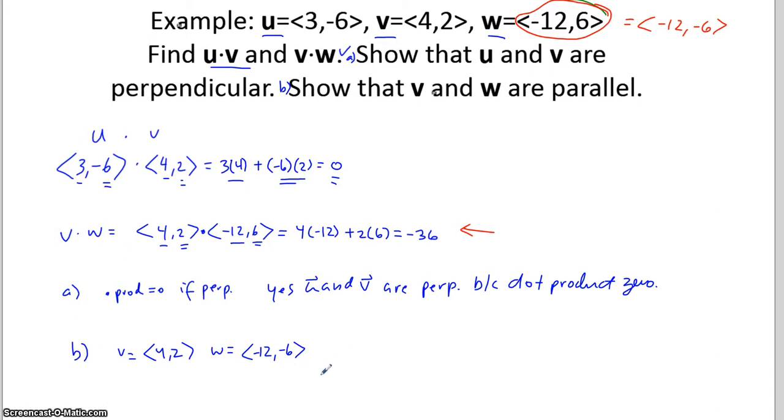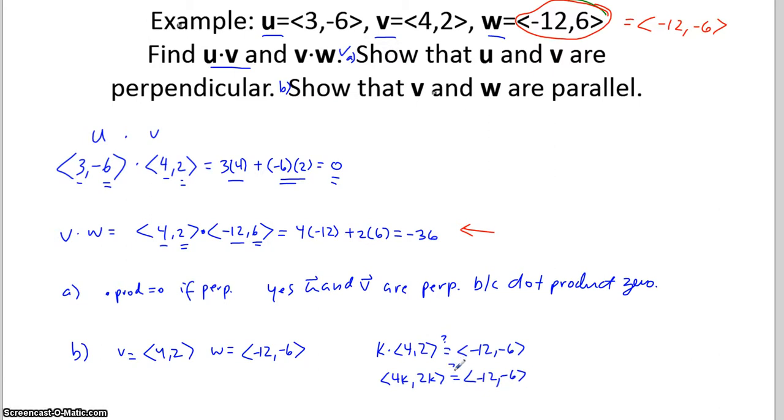One way that we learned today to find if vectors are parallel is to see if one can be written as a scalar multiple of another. So the question is, can I find a k such that when I multiply it times vector v, which means I'm basically going to take v and stretch it out, shrink it, or flip it, I can create w? Is that possible? If I multiply the scalar k through on the v vector, I get 4k, 2k equals negative 12, negative 6.